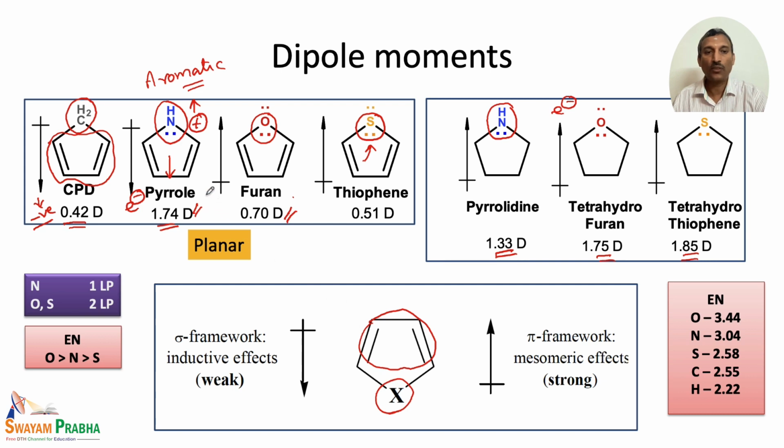So as we can see, in the sigma framework the inductive effect is a very weak one, and in the case of pyrrole there is a positive charge on nitrogen, and if you look at pyrrolidine, the dipole moment of pyrrolidine is much lower. So in other words, what we can say is oxygen involves the inductive effect, whereas the nitrogen gets involved in the resonance effect.